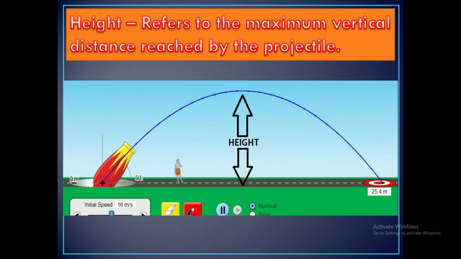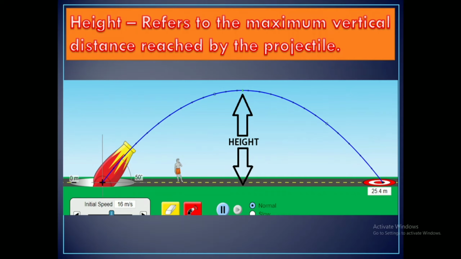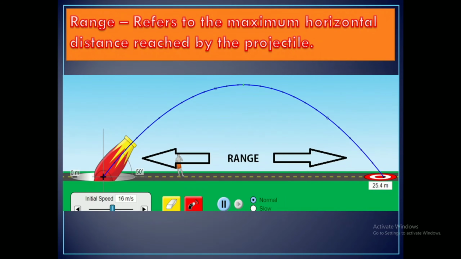Height is the maximum vertical distance reached by the projectile. Range is the maximum horizontal distance reached by the projectile.